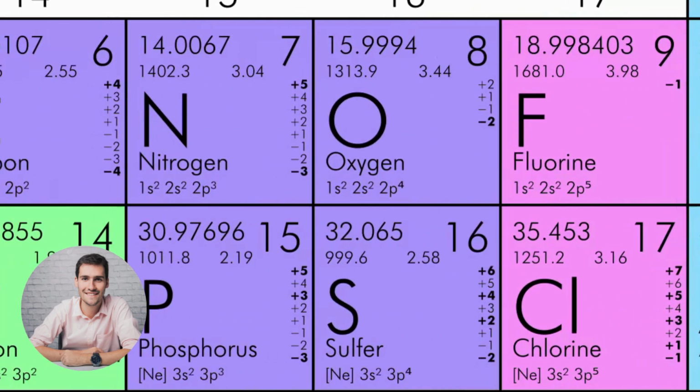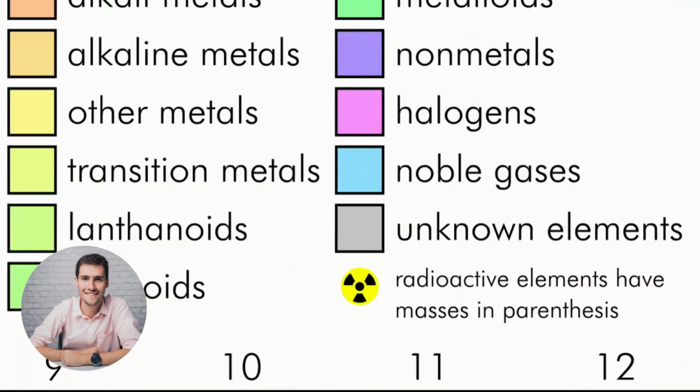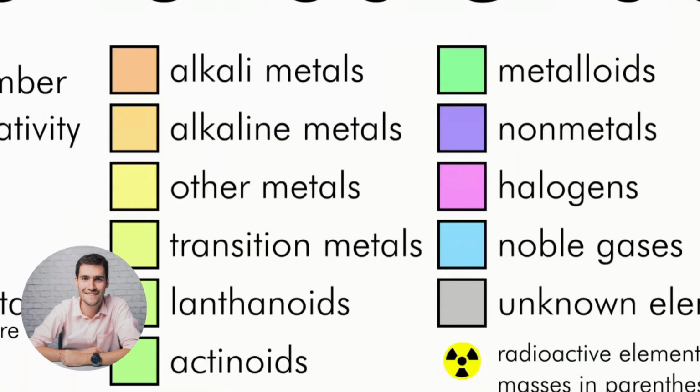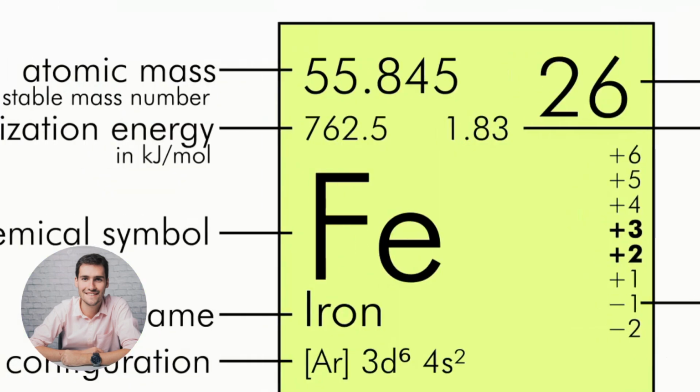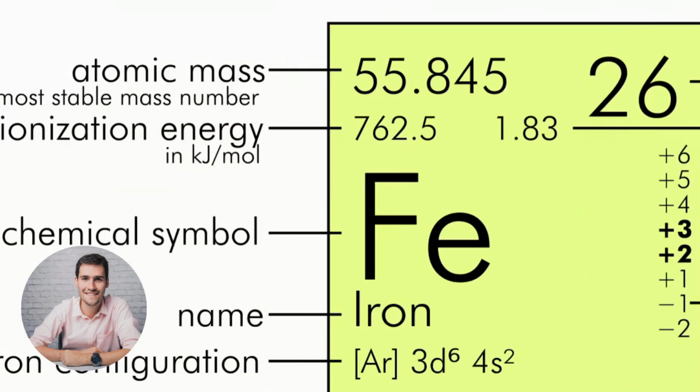The elements are classified based on their properties, and they can be alkali metals, alkaline earth metals, metalloids, non-metals, noble gases, etc.